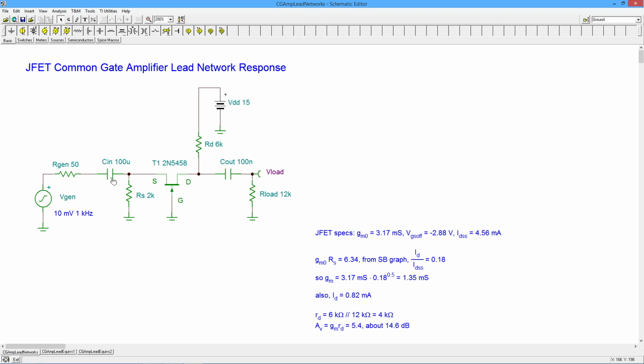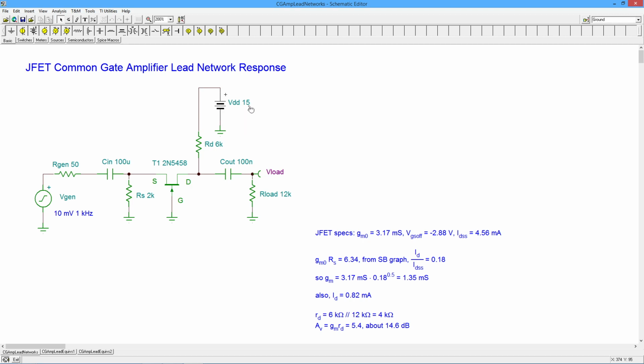We don't have any bypass caps here, just coupling. So input and output coupling creates two networks, an input network and an output network. On one side of this 100 mic, we have the 50. On the other side, we have RS, the biasing resistor at 2K, and that's in parallel with whatever Z into the source is. Now you might recall that Z into the source is equal to 1 over the GM, and we know what the GM is. So we can figure that out, and then this parallel combo plus the 50 wind up being in series.